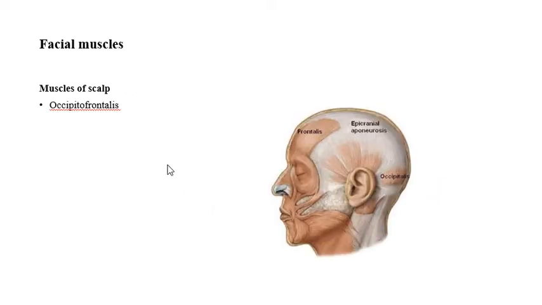Now, what are the facial muscles? We divide the facial muscles into different regions. First is the muscles of the scalp. Occipitofrontalis muscle. You can see here the occipital belly and this frontal belly. What is epicranial aponeurosis? We will discuss it in the next topic.